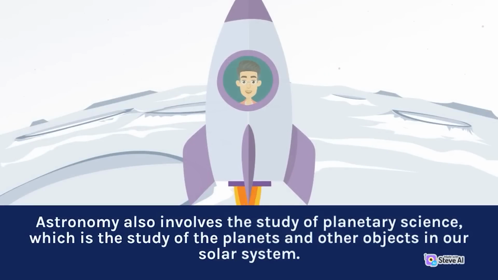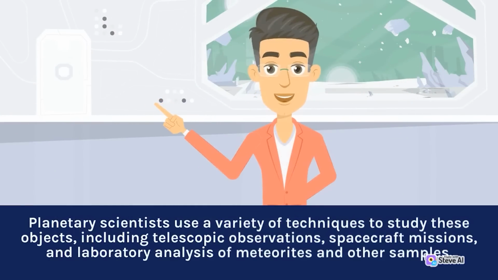Astronomy also involves the study of planetary science, which is the study of the planets and other objects in our solar system. Planetary scientists use a variety of techniques to study these objects, including telescopic observations, spacecraft missions, and laboratory analysis of meteorites and other samples.